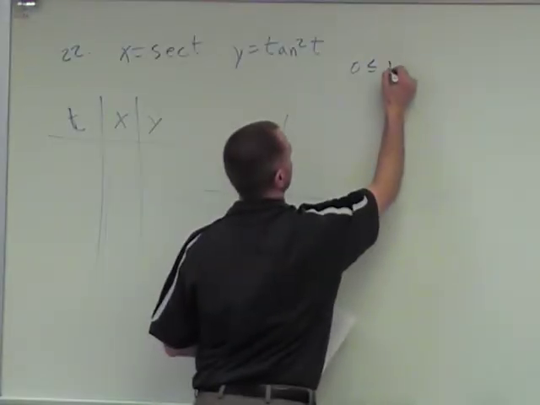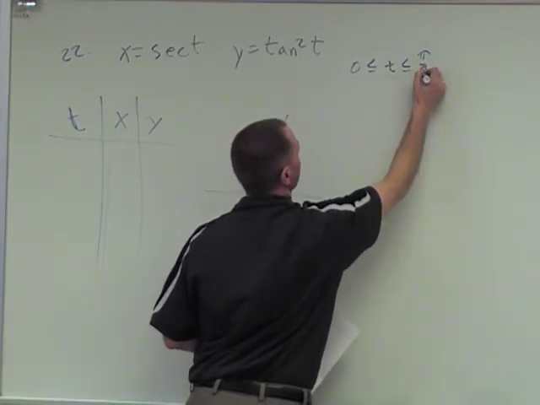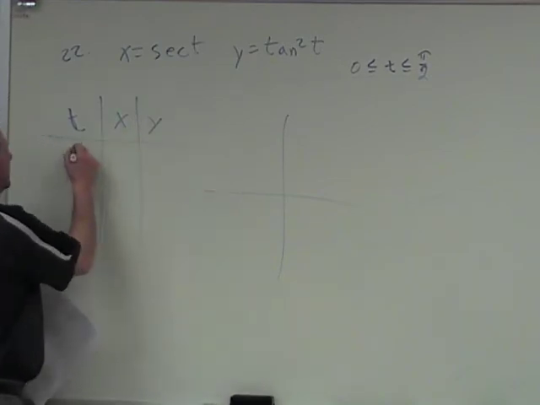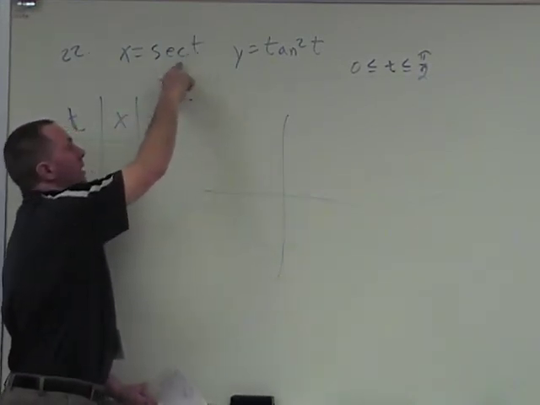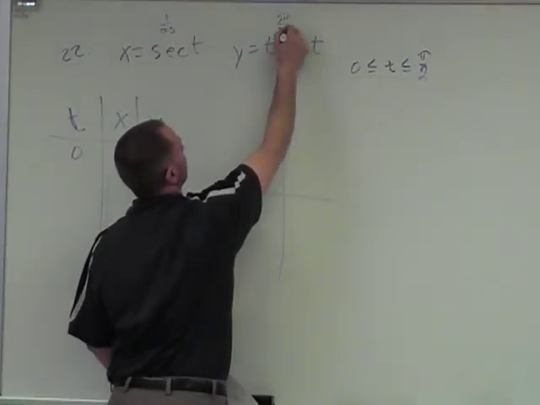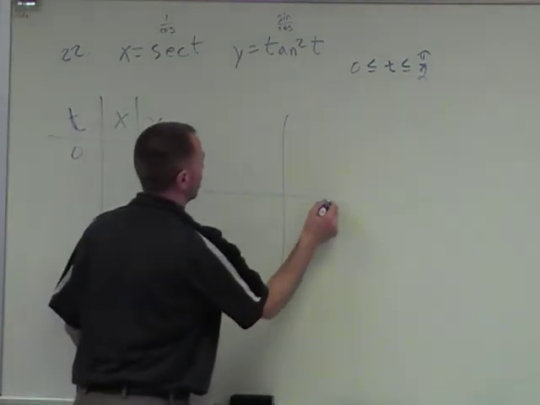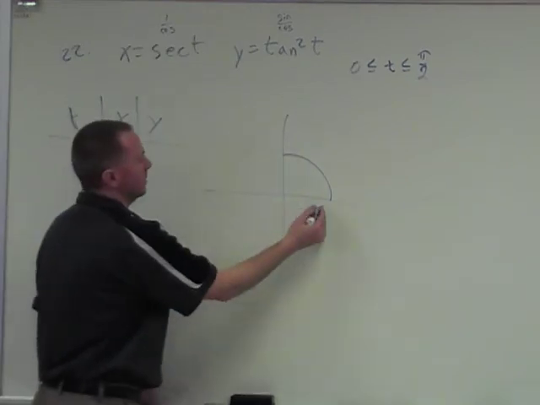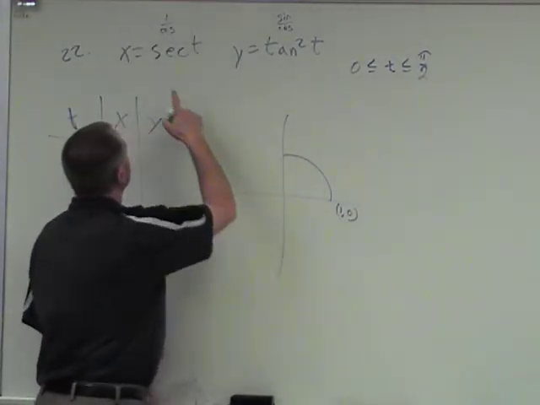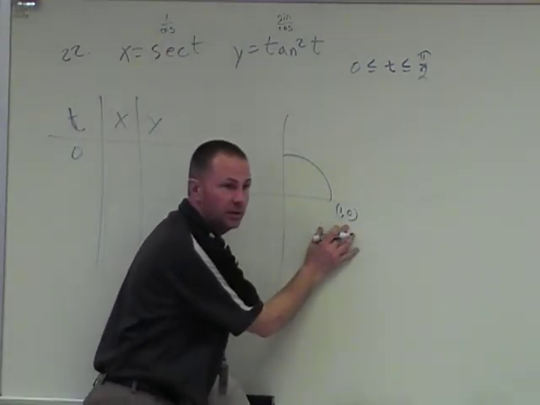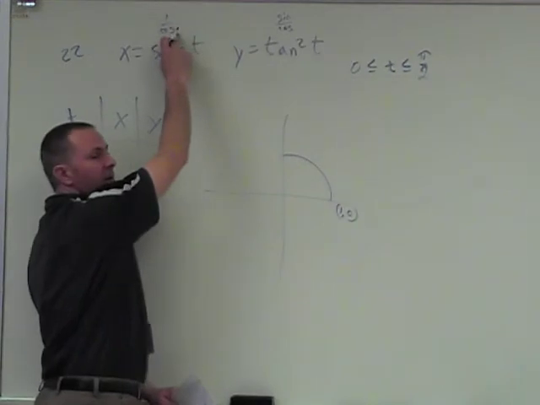This is between 0 and pi over 2. So we're only going in the first quadrant of our polar information. So 0, when secant is 1 over cosine, right? And tangent is sine over cosine. So let me draw the unit circle here. So at 0 degrees, the secant is 1 over cosine. What's the x value here at 0 degrees? 1. What's 1 over 1? 1.